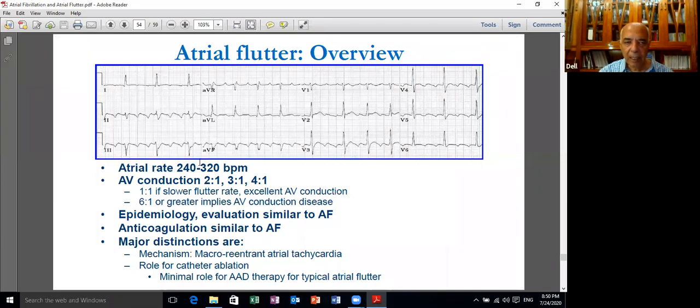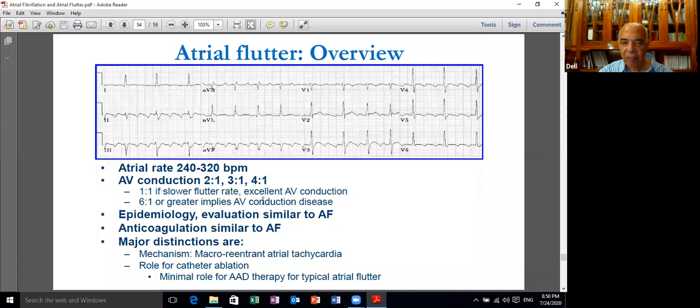The atrial rate is somewhere between 250 and 350, and usually you get an AV conduction with an even number: 2 to 1, 4 to 1, 6 to 1, 8 to 1. Very rarely you get an odd number. If the conduction is 1 to 1, this means that we have an excellent, fast-conducting AV node, and under these circumstances the ventricular rate will be about 300.